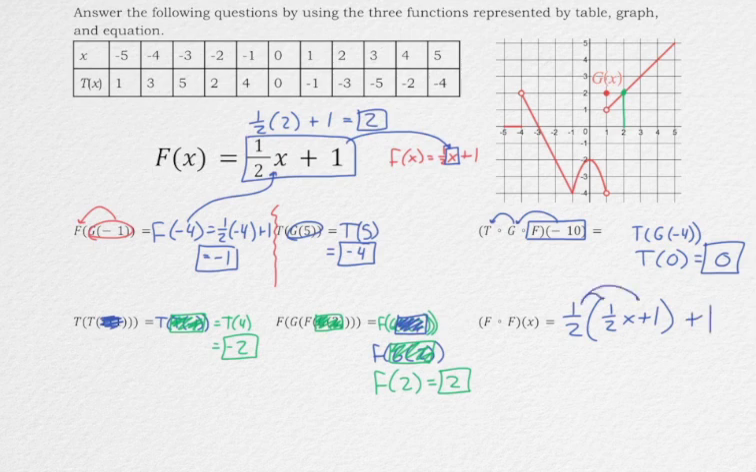Alright, so let's distribute this 1/2 in there. 1/2 times 1/2 is 1/4, so 1/4 x plus 1/2 plus 1. And then I'm just going to change this 1/2 plus 1 to be 3/2. And that's your final answer.